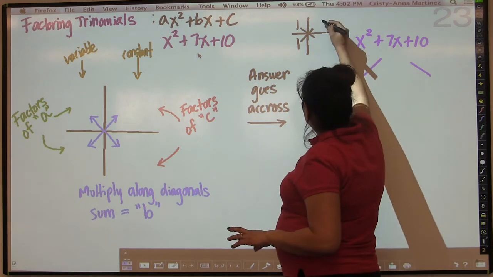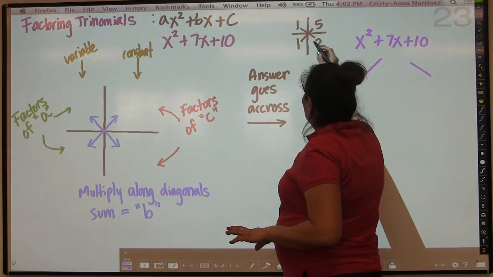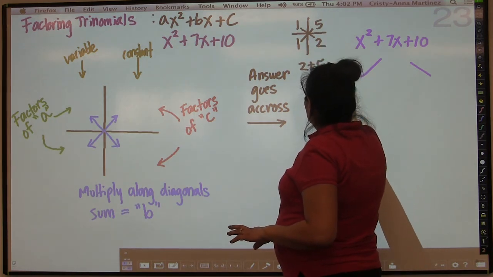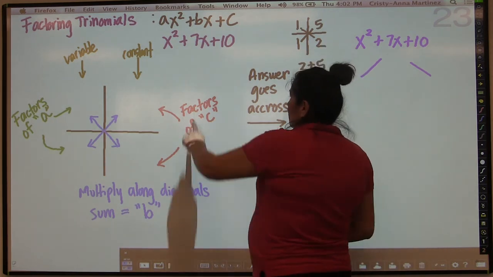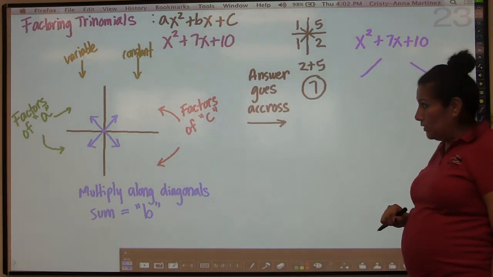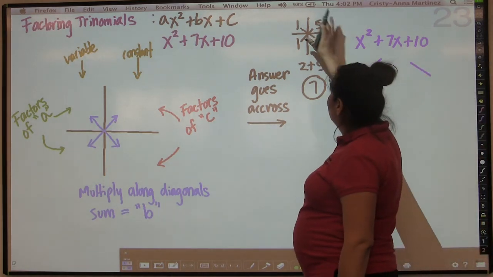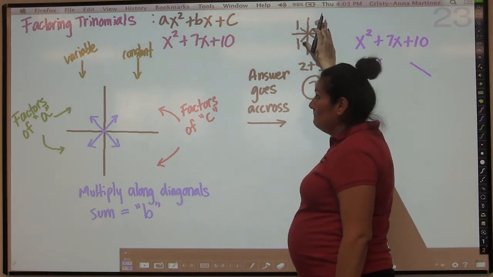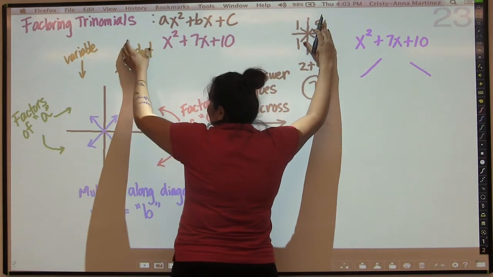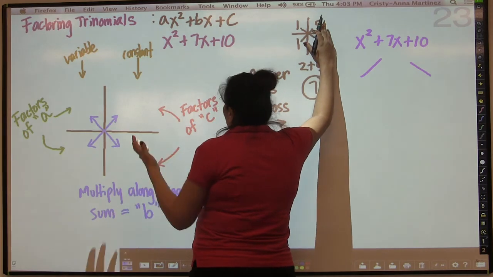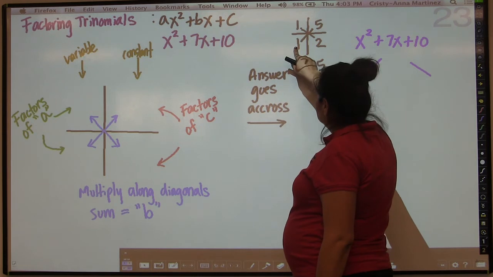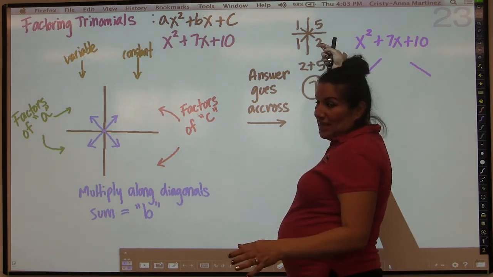So now I go back to trying the 5 and 2. This time, when I multiply along the diagonal, I get 1 times 2 is 2, 1 times 5 is 5, and 5 plus 2 is 7. And this time, b is 7. So now I know that I do have the right combination of numbers. Once you get your numbers to be accurate in this diagram, then this side is the variable side, and this side is the constant side. So our variable is x. This is 1x, and that's 1x, and this is just 5 and 2. There's no x attached to it.